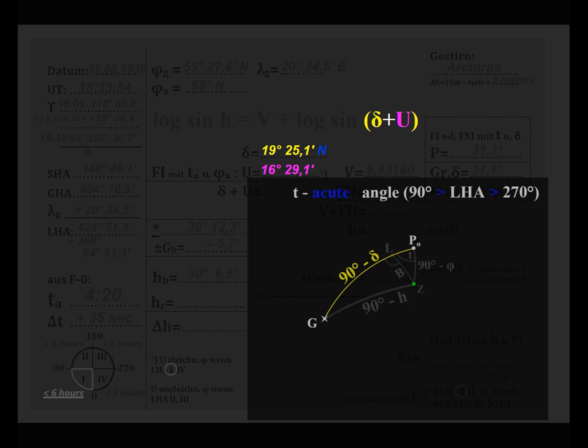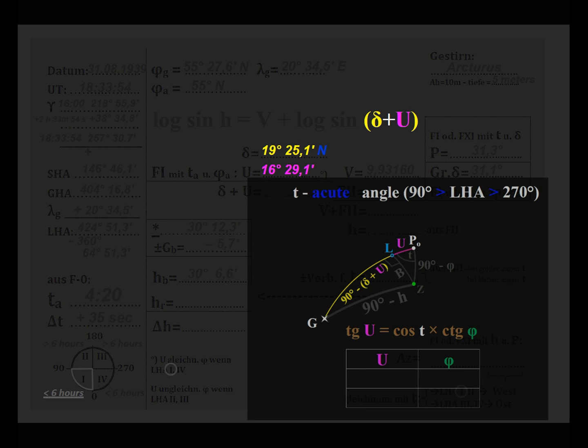In the case of an acute angle T, in order to find the altitude, the declination complement must be decreased by U. In the case of an obtuse angle T, in order to find the altitude, the declination complement must be increased by U. It can be seen from the formula that the value U is derived from the latitude of the observer. The factor that determines the sign of U is the cosine of the angle T.